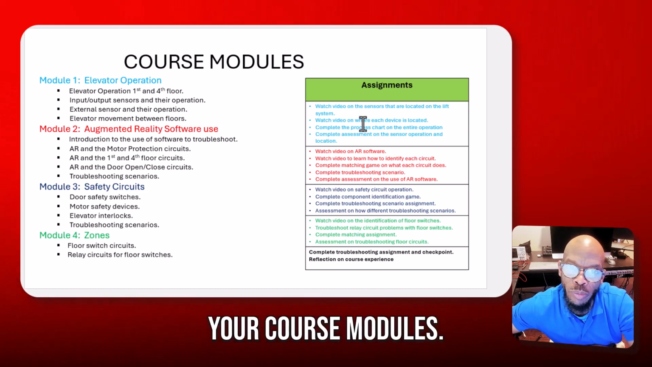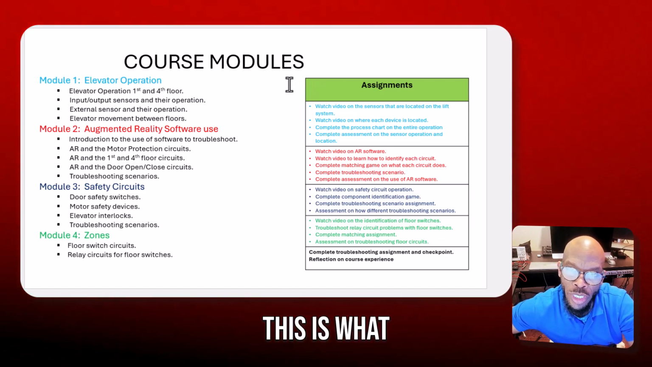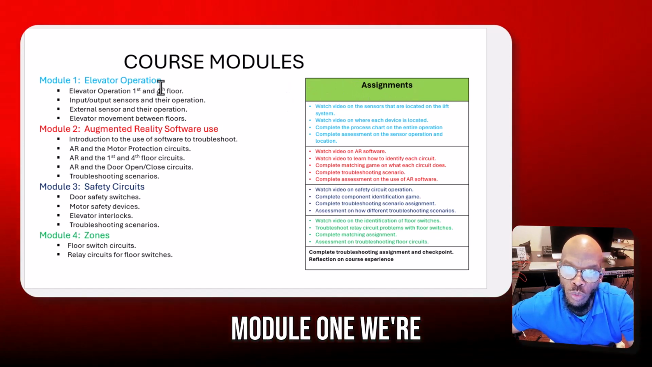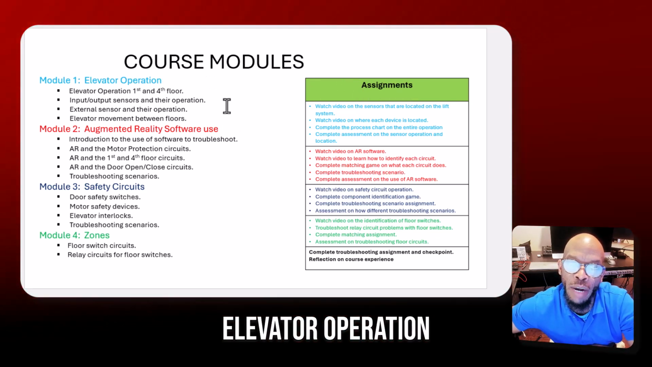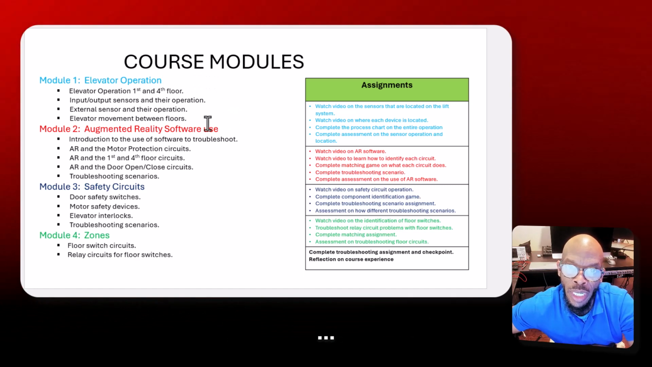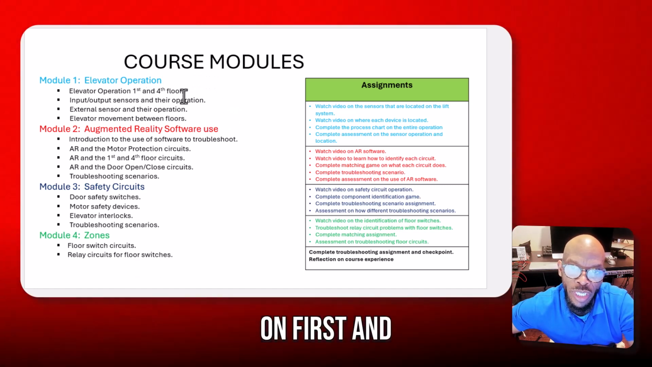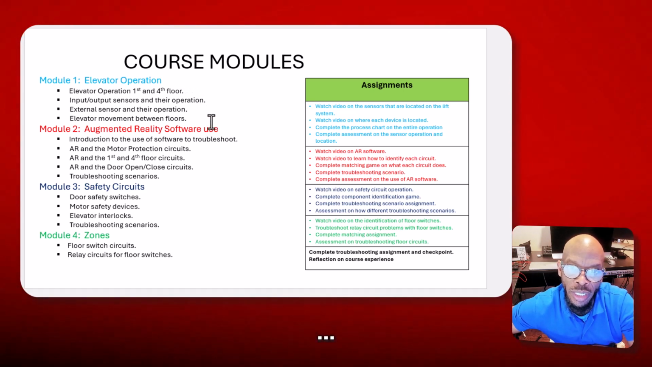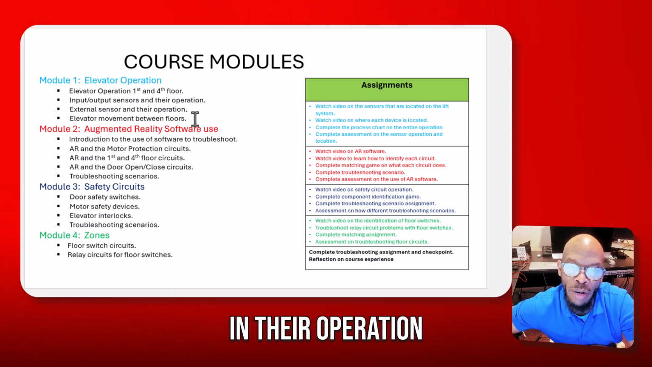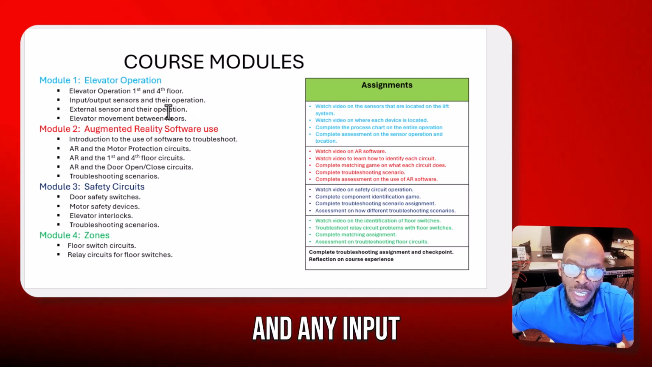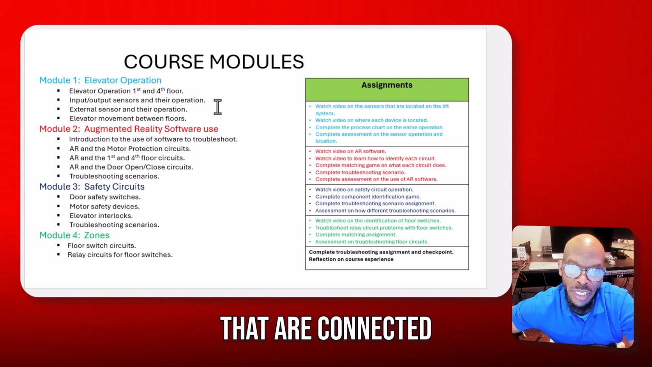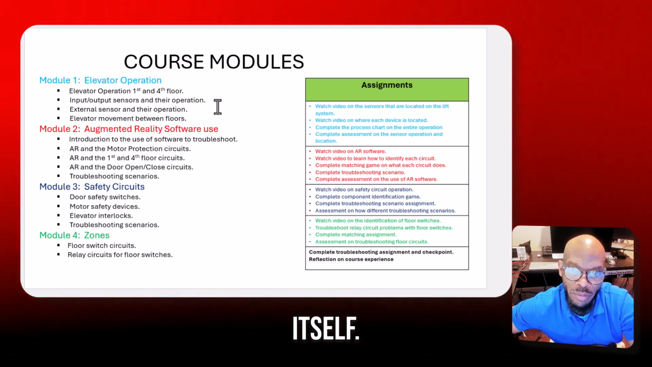Now, here are your course modules. This is what you will be learning, and then we're going to go over your assignments. In Module 1, we're going to cover the elevator operation on the first and the fourth floors, and the movement between the floors, any external sensors and their operation, and any input and output sensors and their operation that are connected to the lift itself.